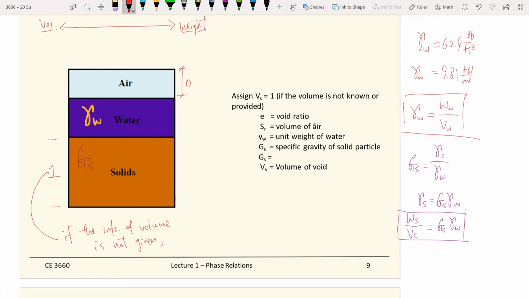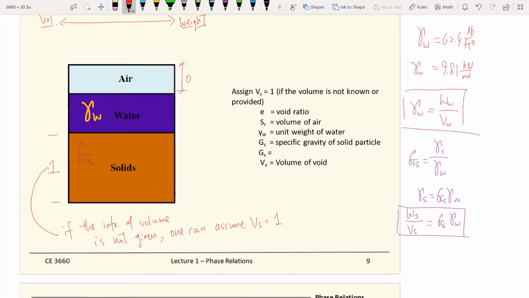If the information of volume is not given, the smart way to do it is to assume V sub S, the volume of solid, equals 1. It could be 1 cubic foot, or 1 cubic meter. It's up to you, because now you're not fixed by the volumes. Everything is just a scale. Assume whatever you want. You can assume 0.5, 0.2, or 1,000, but you will want to pick something easy.